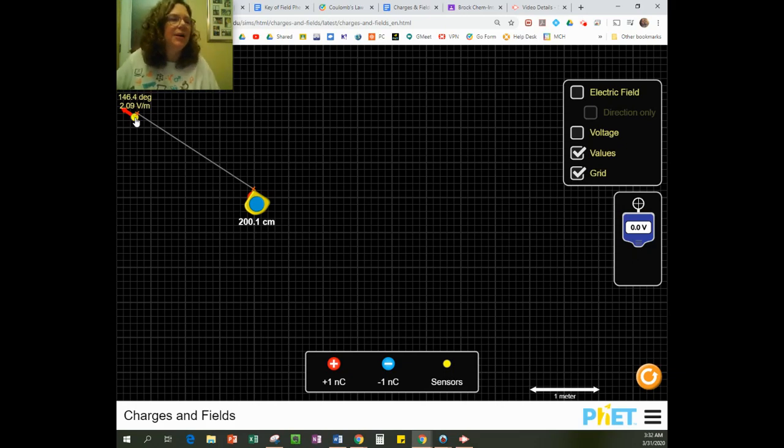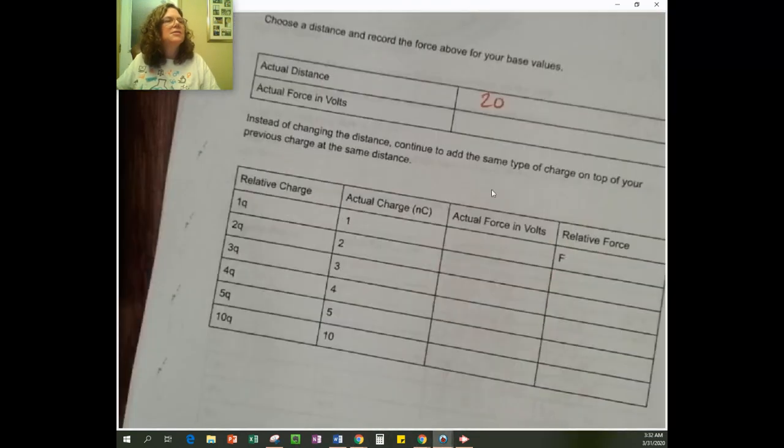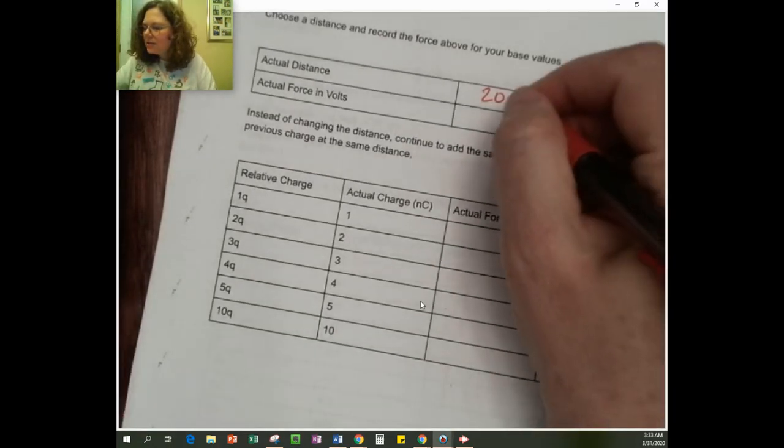All right, then we go to the second page. Second page is where we keep the distance the same, and we're changing what? We're changing how much charge is there. So more than one charge, and we're going to take this out to 200, there we go. And from the above chart, what did we put at 200 centimeters?